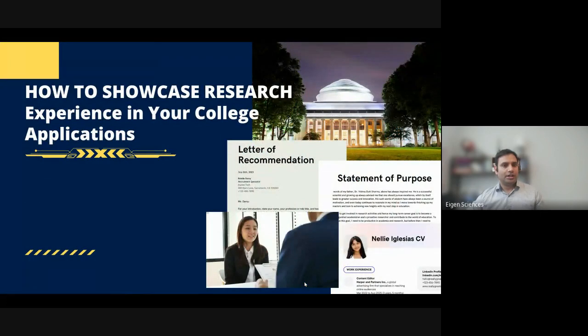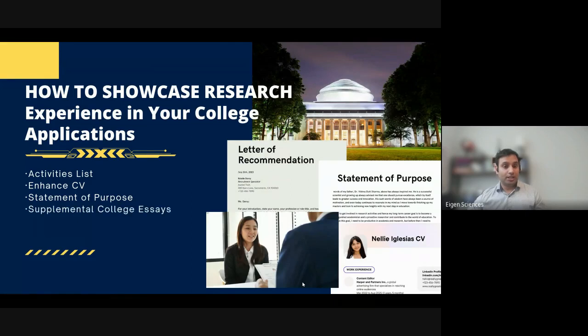So definitely you can showcase your research in college applications. You can include that in your activity list, in your CV, in your statement of purpose, in college essays, admission interviews, and letters of recommendation. We also provide the letter of recommendation.